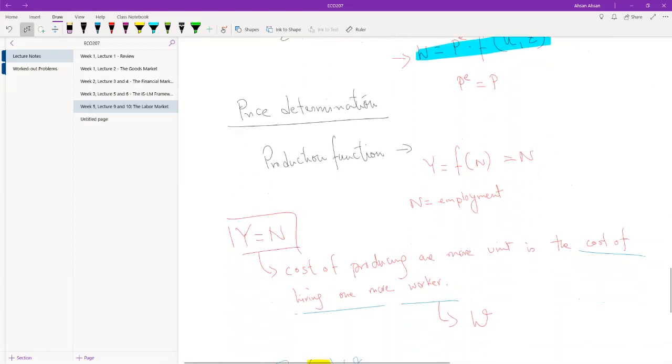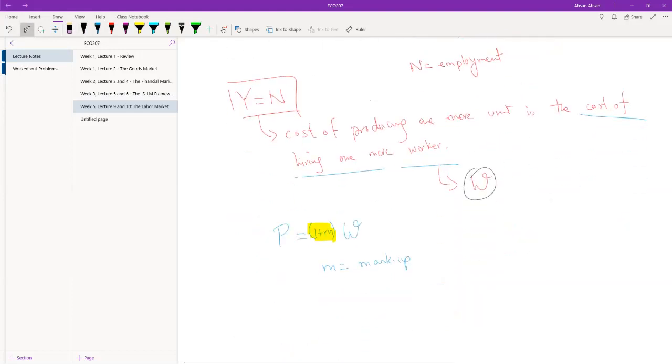Then we looked at price determination, and we took the easiest possible production function, which means basically employment and output are directly related. And we already know what the cost of production will be, which is the cost of hiring one more worker, which is W. And using that, we figured out what the price level in the economy will be. This will be the equilibrium price, which is the wage that we're paying the workers times a markup. All right, so that's the end of today's lecture. We will complete this chapter in the next lecture.